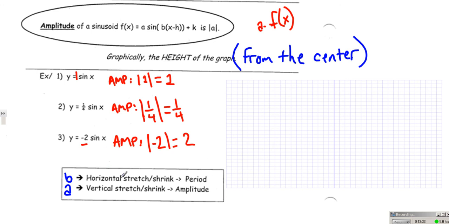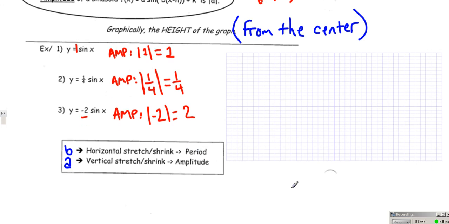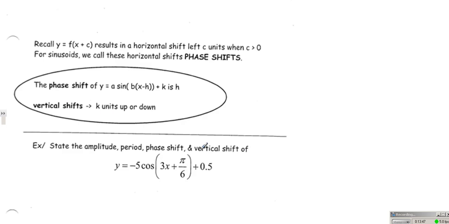To summarize, our horizontal stretches and shrinks affect the period. We get that from our b value, and our vertical stretches and shrinks affect the amplitude, and we get that from our a value. All right, let's look at our other 2 modifiers. We've got an h and a k that we haven't talked about yet.